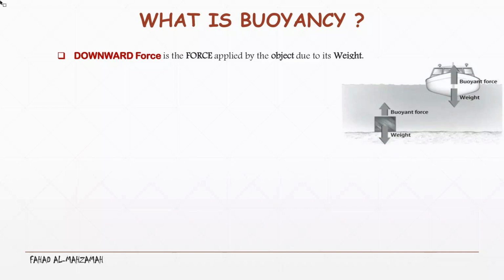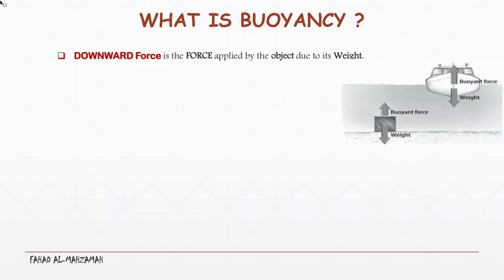So any object in a liquid, there will be two acting forces. The first force is the downward force, which is the weight of the object. And the second force is acting in the opposite direction, upward, which is applied by the liquid, and we call it the buoyant force.